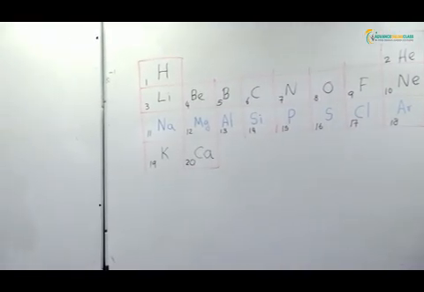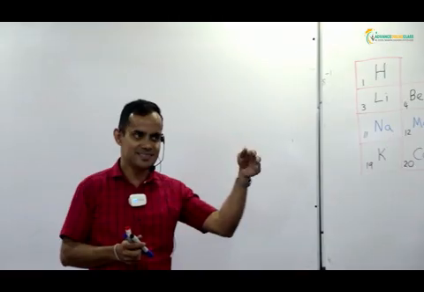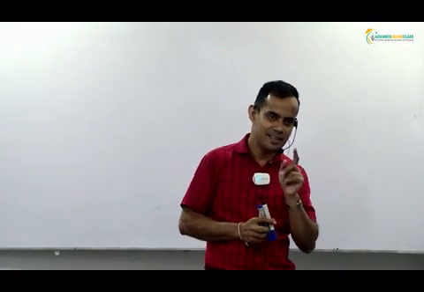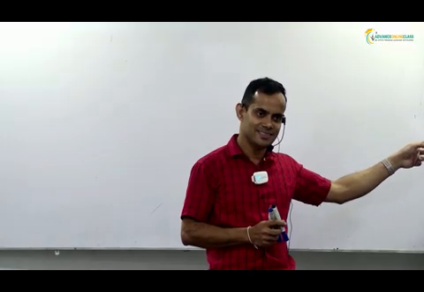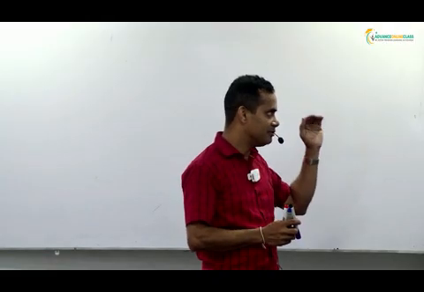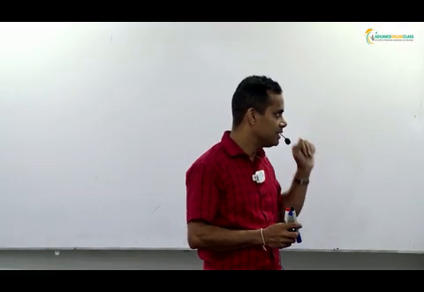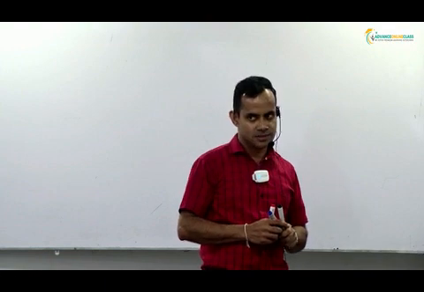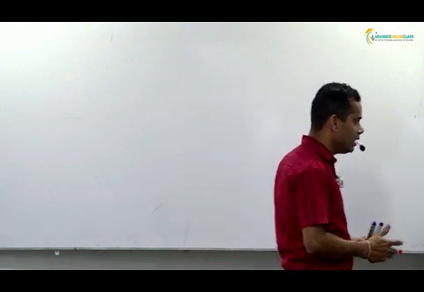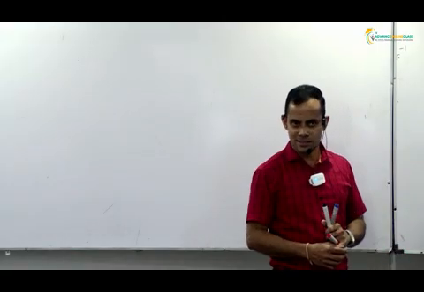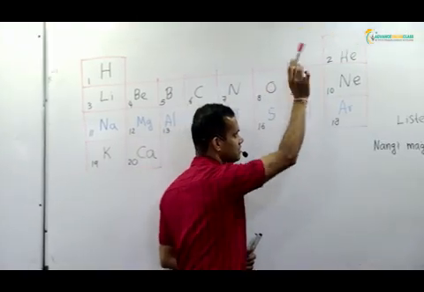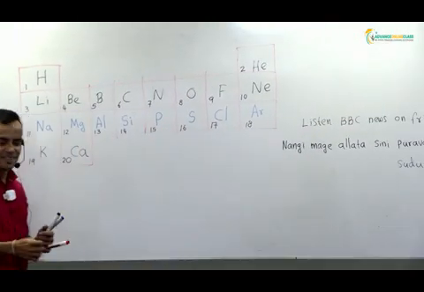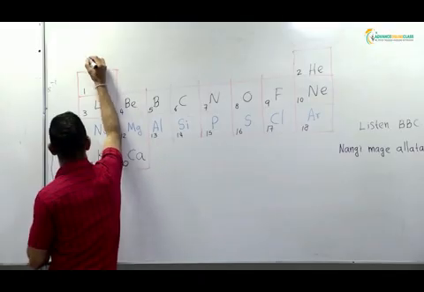in this modern periodic table, elements are arranged considering what? Ascending atomic numbers. Considering the ascending order of atomic numbers, the modern periodic table has been constructed. In this modern periodic table, our O-level baby periodic table, there are 1, 2, 3, 4, 5, 6, 7, 8 columns. These columns are called groups.